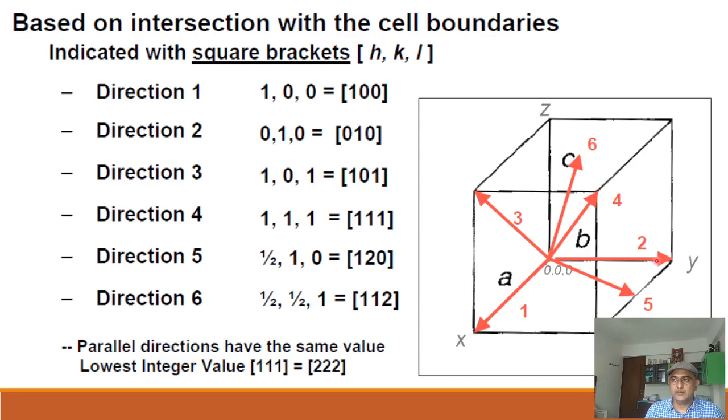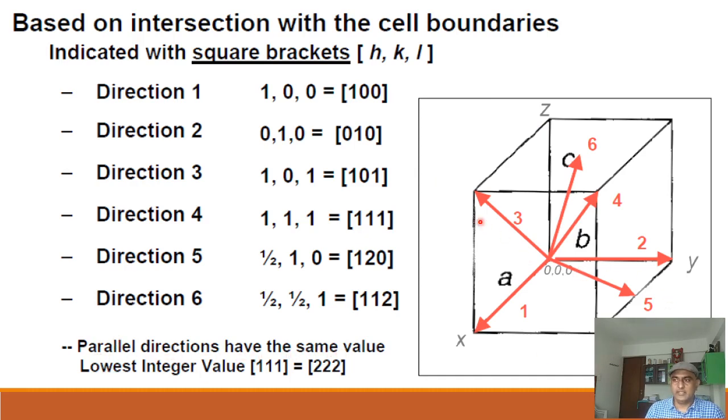Here the direction 2 is 0, 1, and 0. Means x-axis 0, 1, and 0. So similarly, we have to write for all directions. The parallel directions have the same value.